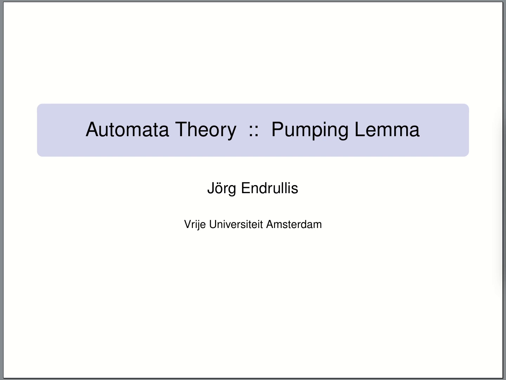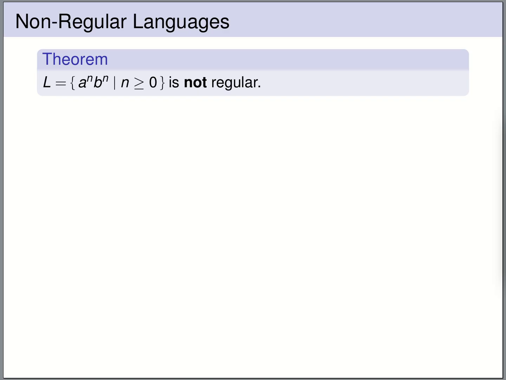In this lecture, we are going to look at the pumping lemma for regular languages. Now, before we get to the pumping lemma, let's have a look at an example. We've already intuitively argued that the language L, consisting of words of the shape a to the n, b to the n, is not a regular language. Now let's prove this formally.